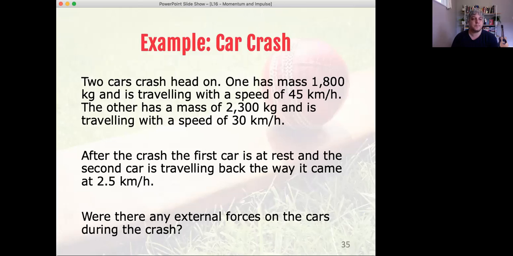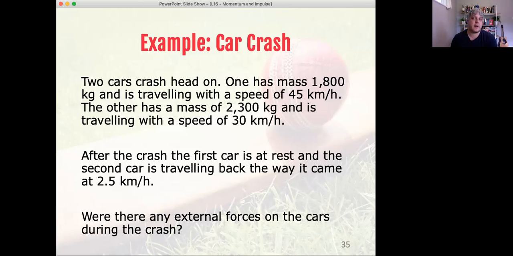So as an example, two cars crash head on. One has a mass of 1,800 kilograms, is traveling with a speed of 45 kilometers an hour. The other has a mass of 2,300 kilograms and is traveling with a speed of 30 kilometers an hour. After the crash, the first car is at rest, and the second car is traveling back the way it came at 2.5 kilometers an hour. Were there any external forces on the cars during the crash? That's the question.